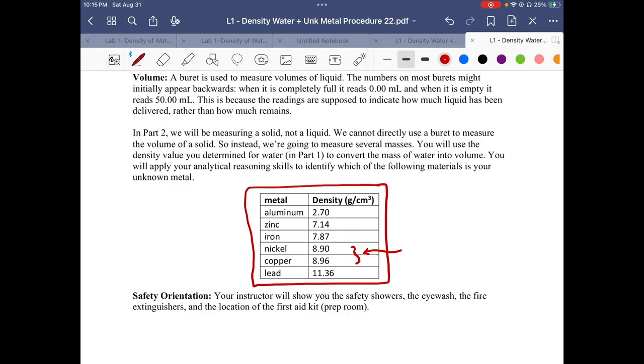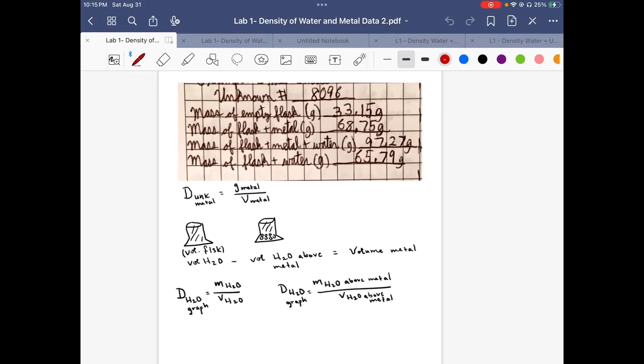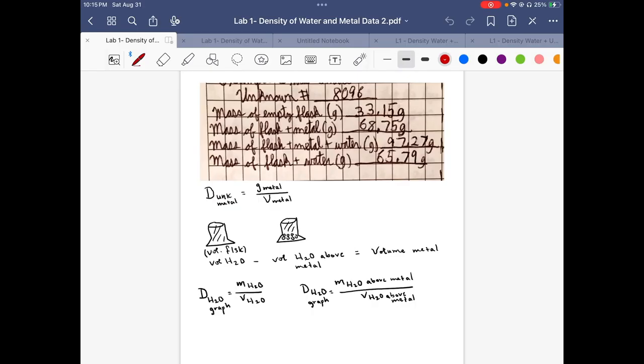Let's talk for a minute, though, about those calculations. So let's go back to the data from that one. Here I've set up a picture of what's going on. Here's my data that I have, mass of the empty flask. I've got the mass of the flask plus the metal. Then I've got the mass of the flask plus the metal plus the water. And then the last one is the mass of the flask and the water.